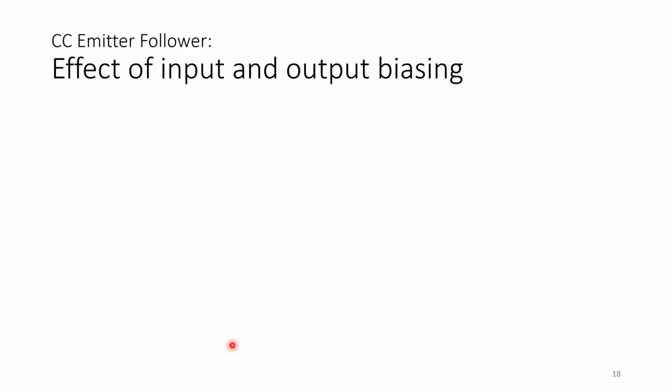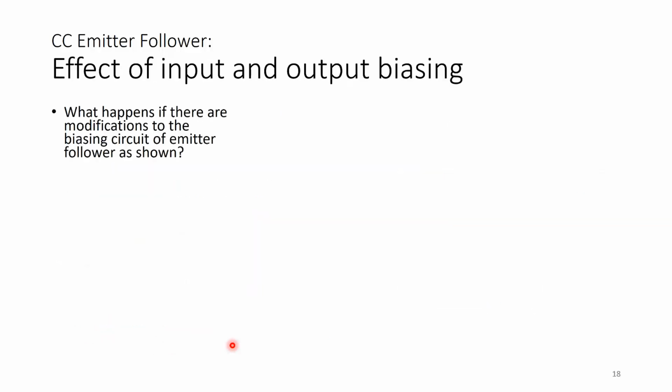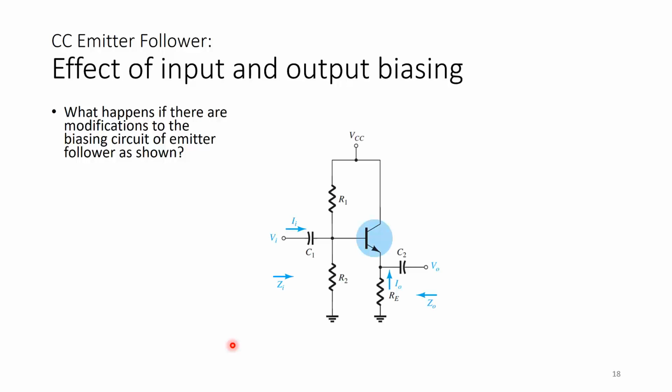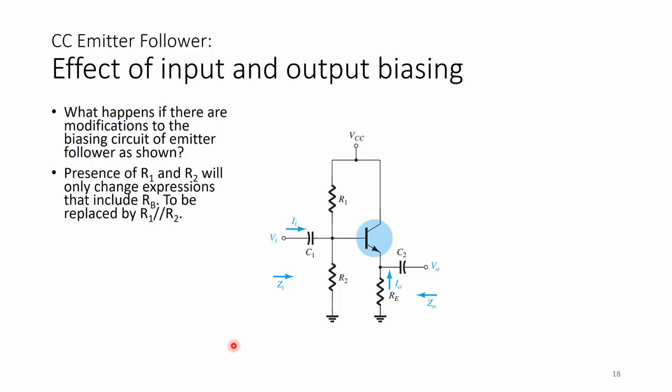Okay, now what happens if your emitter follower has some modifications to the biasing circuit as shown? Because the emitter follower that was analyzed just now only had RB. What happens if RB is a combination of R1 and R2, like a voltage divider? The presence of R1 and R2 will only change expressions that include RB, and that expression will just be replaced by R1 and R2. It doesn't actually change the expressions for Zin, Zout, and AV significantly.